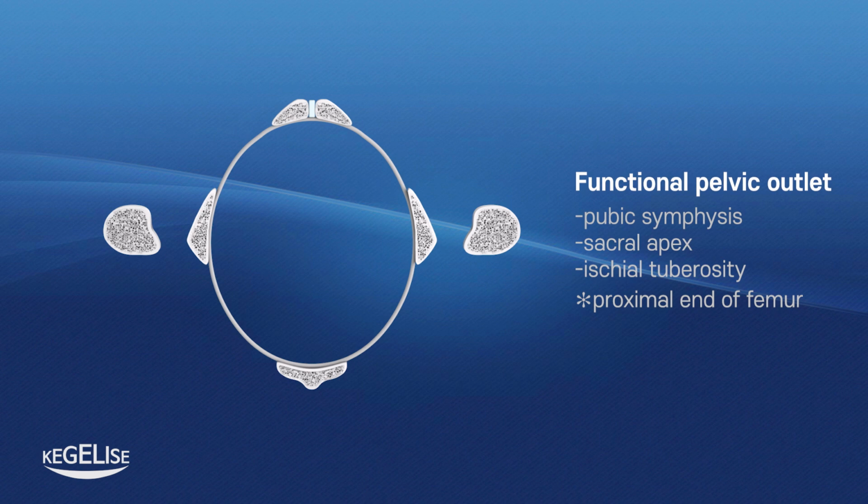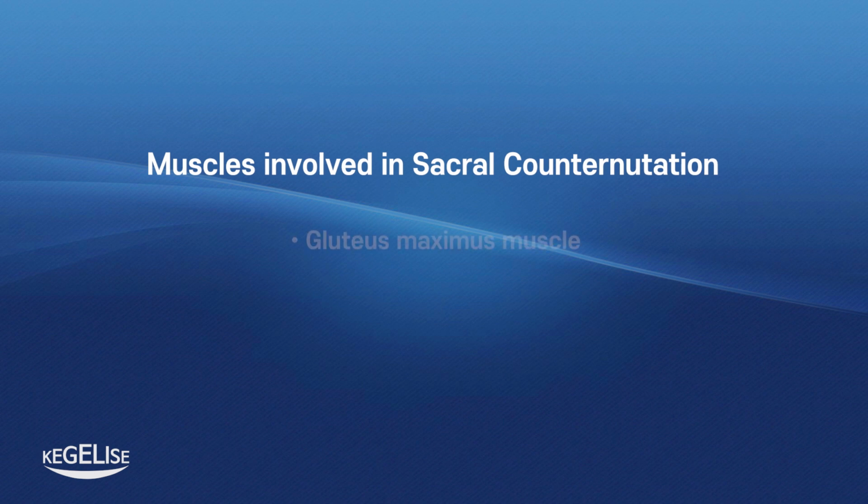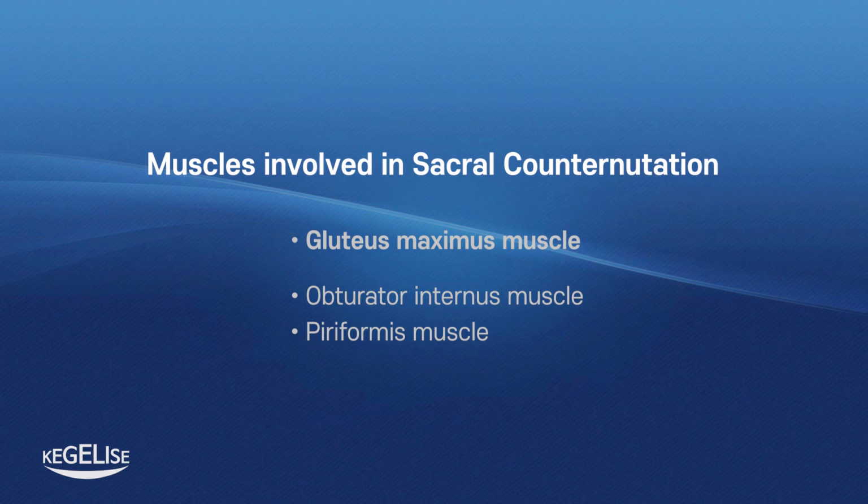You are viewing the pelvic outlet. When performing sacral counternutation exercise, narrow the pelvic outlet from the sacral apex toward the pubic symphysis. Many muscles are involved in sacral counternutation. Among them, the gluteus maximus muscles play a major role.